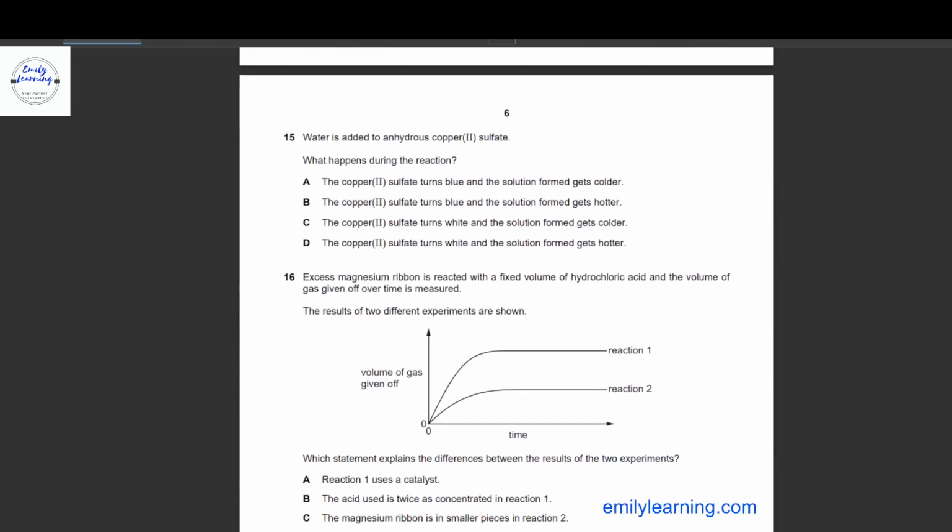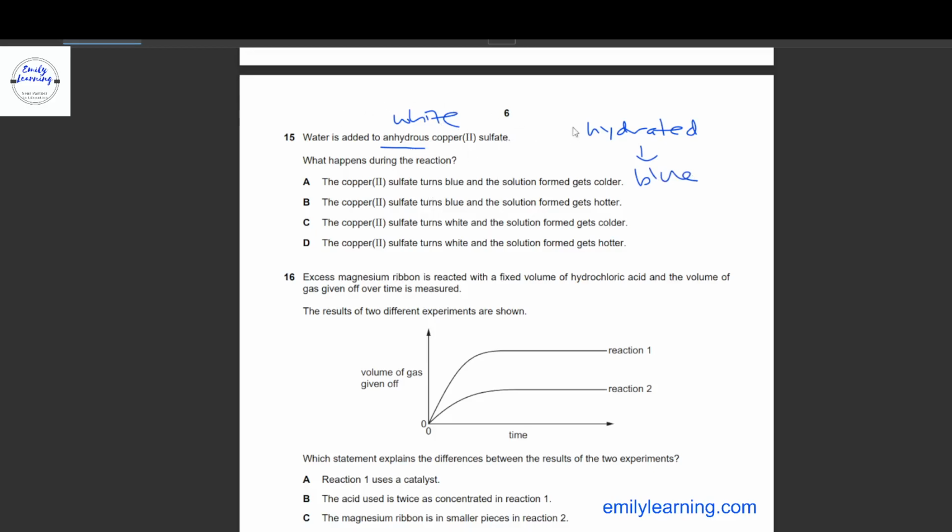Next, moving on to question 15. Water is added to anhydrous copper 2 sulfate. Anhydrous simply means that there is no water of crystallization attached to it. When there's no water of crystallization attached, it is white. When it becomes hydrated, it becomes blue. So this one is just memorization.